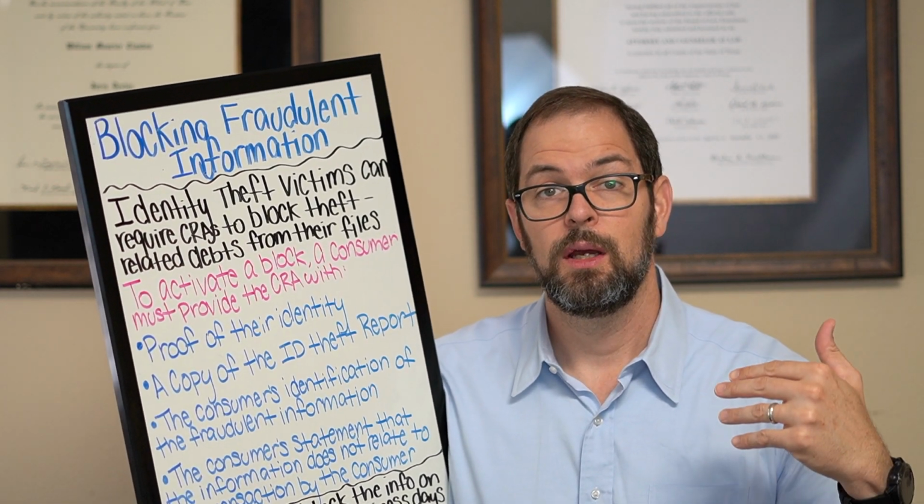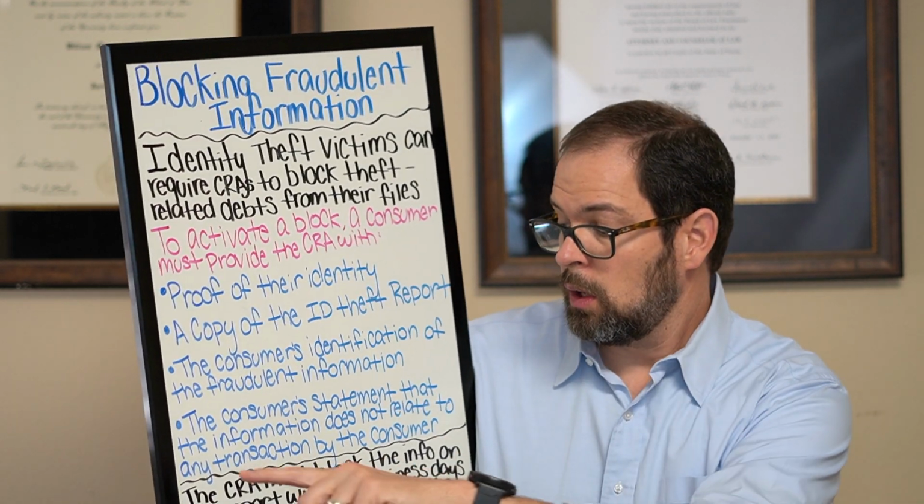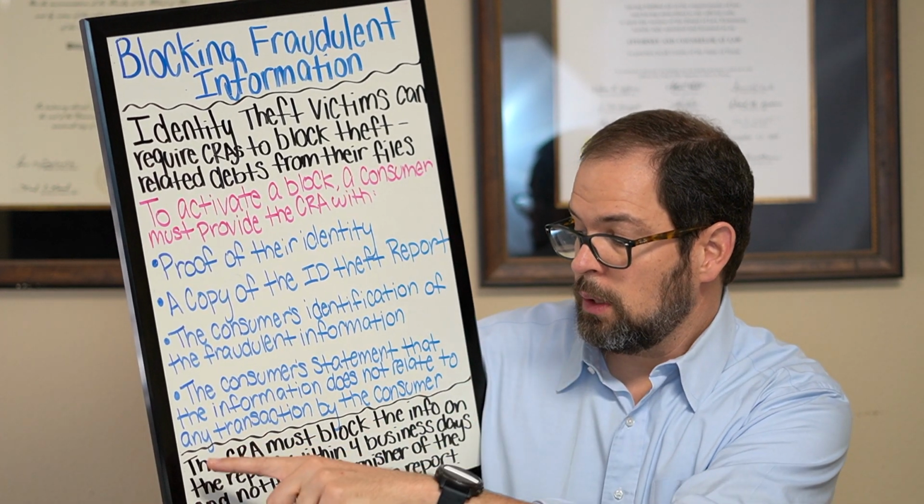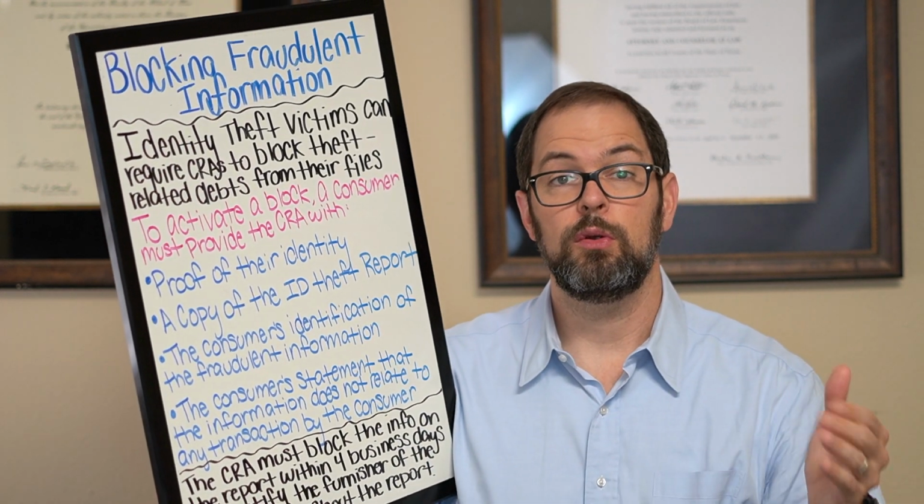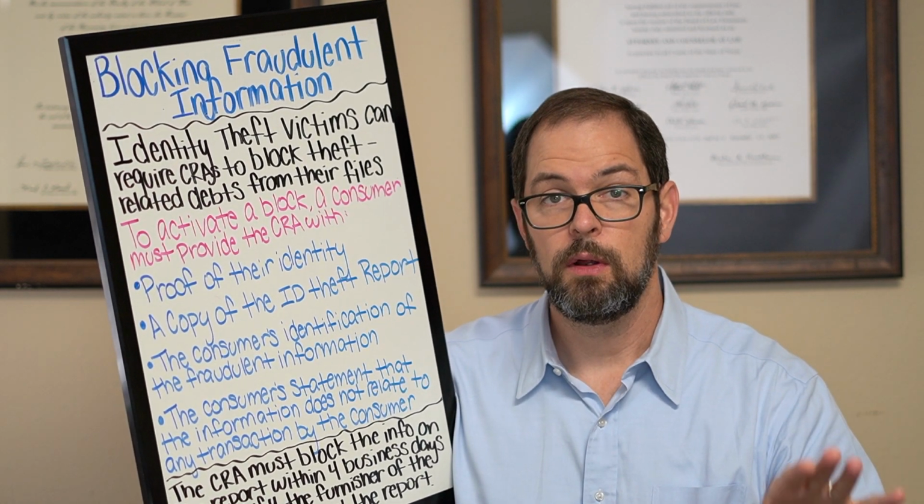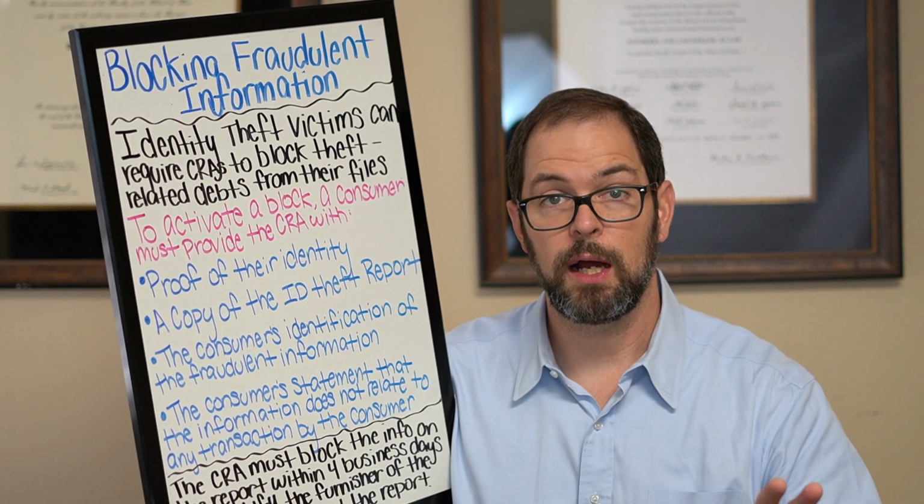What is the result of the identity theft or fraudulent activity? Okay, the consumer statement that the information does not relate to any transaction by the consumer. Okay, so you have to say, this is not me. That is what you need to require the CRAs to block the information.